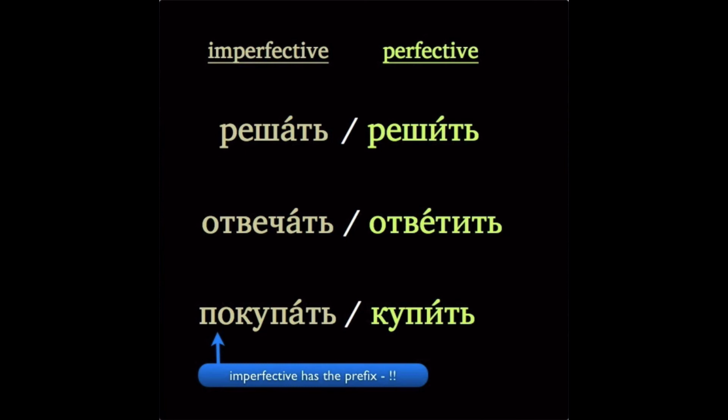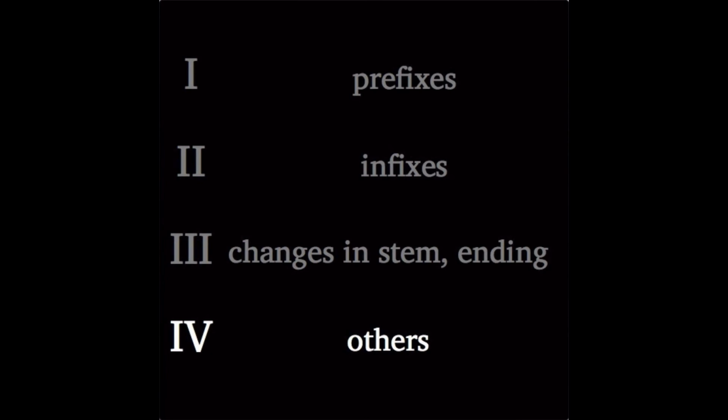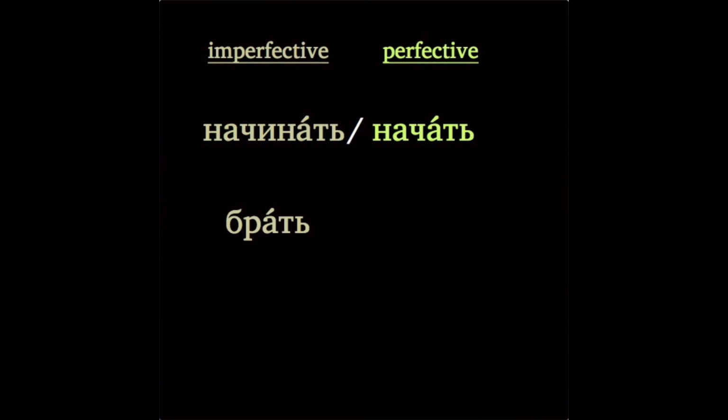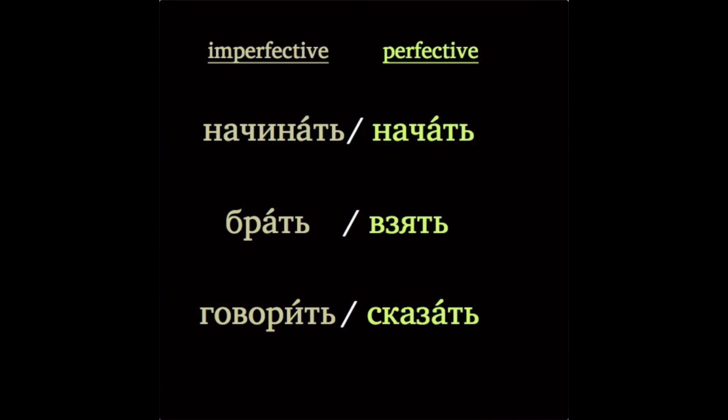And finally, we have a few pairs that don't really fall in any of the first 3 groups. There may be a relationship that's become less clear because of sound changes in the history of the language, like imperfective начинать, perfective начать. And sometimes the two aspects are formed from completely different roots. For example, there's imperfective брать, perfective взять, imperfective говорить, perfective сказать.